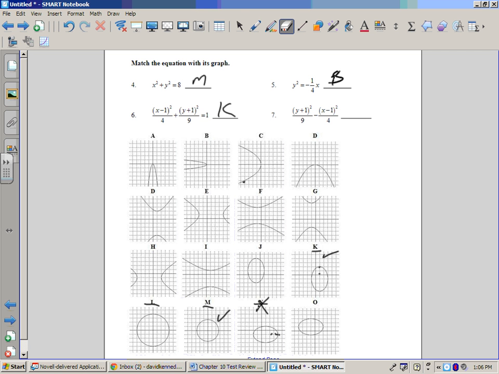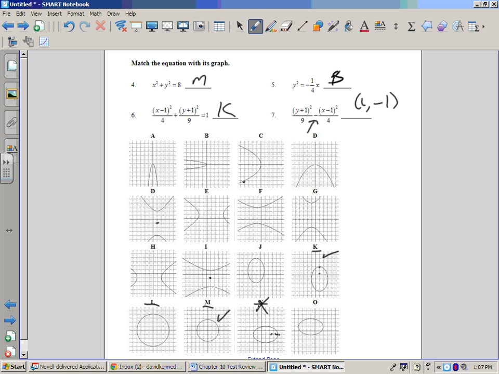And number 7, I have two squared terms. I have a minus sign in between, so I know that this is not an ellipse. I'm sorry, a hyperbola. This is a hyperbola whose center is 1, negative 1. Look for hyperbolas whose center is 1, negative 1. This is a hyperbola whose center is 1, negative 1. Do I have any other hyperbolas whose center is 1, negative 1? This is a hyperbola whose center is 1, negative 1. So D and I are my choices.